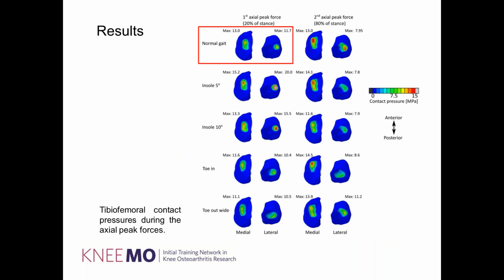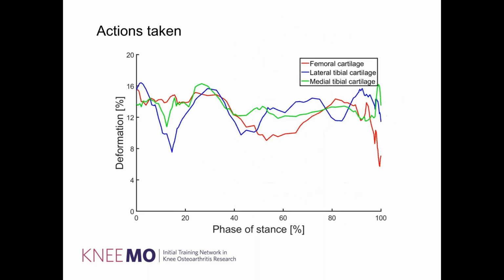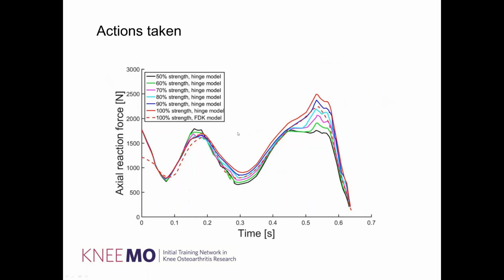This is the axial view of the tibial cartilage. On the left, you have the medial side, and on the right, you have the lateral side. So first of all, let me just show you which one. We are first discussing the first peak here, and the second peak force is here.